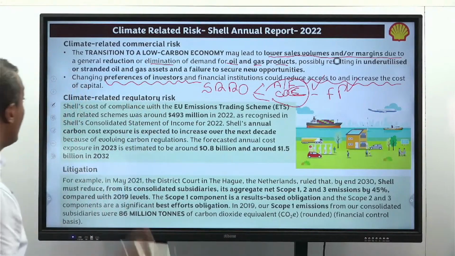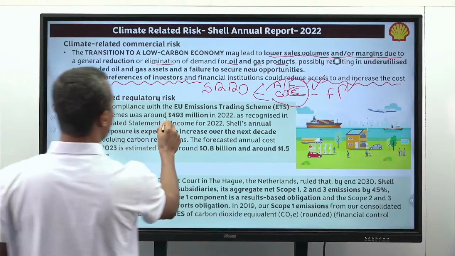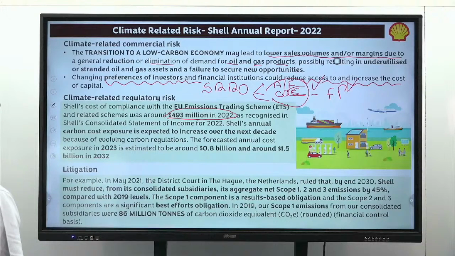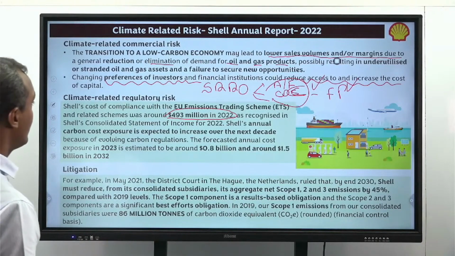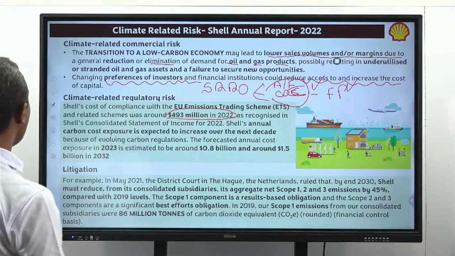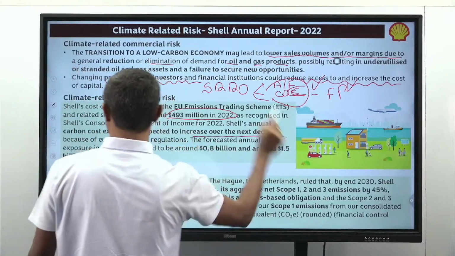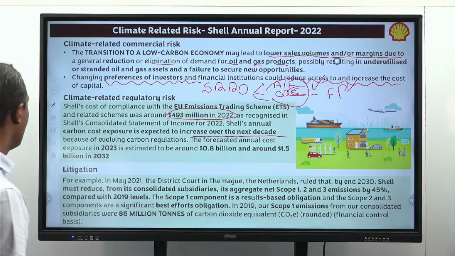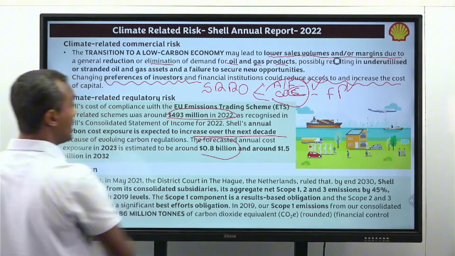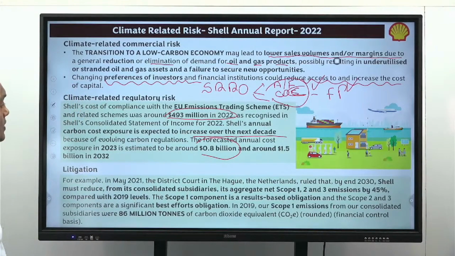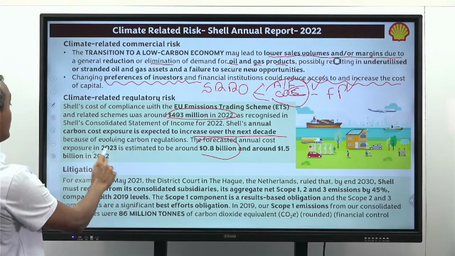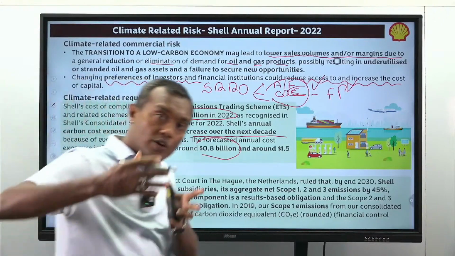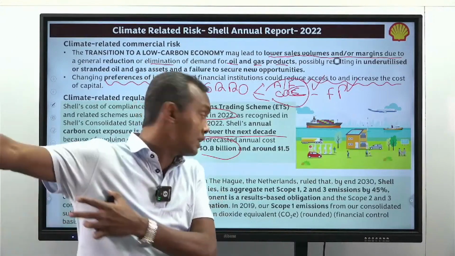Look at the numbers. They are paying 493 million, right? Cost of compliance with the EU emission trading scheme. So that's the cost. And then Shell's annual carbon cost exposure is expected to increase over the next decade because of evolving carbon regulation, because the regulations are becoming tougher, and then the cost rise is going to be 8.8 billion, right? And around 1.5 billion in 2032. So remember, they are not talking about 1 year here. That's one thing very important about climate risk. You need to define your time horizon: within 1 year, within 5 years, 10 years, and so on.